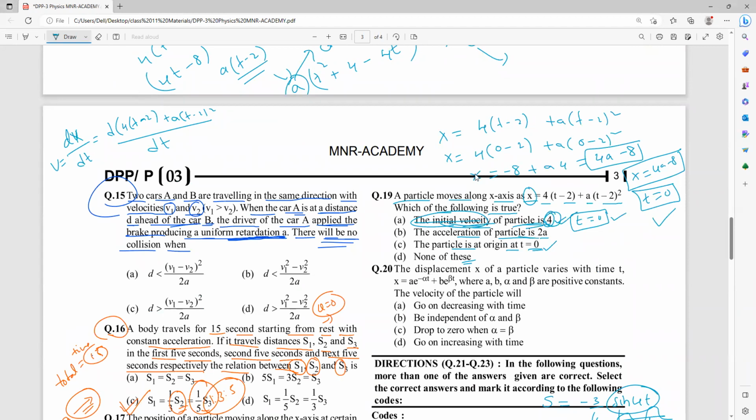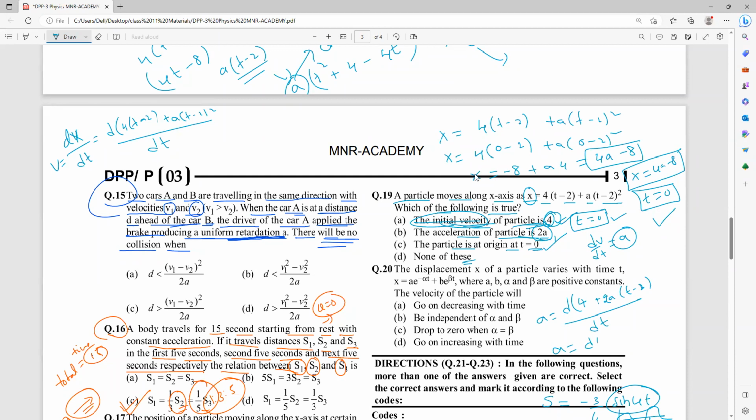Next, we have to verify the acceleration. So the acceleration of the particle is how much? Let us verify it. So we all know acceleration means what? dv by dt. So dv by dt is equal to acceleration. So can you tell me what is the function? V means how much we got? V is equal to what? 4 plus 2a (t minus 2), that is what, divided by dt. So do this one and tell me what is the acceleration, everybody. What will the acceleration come?